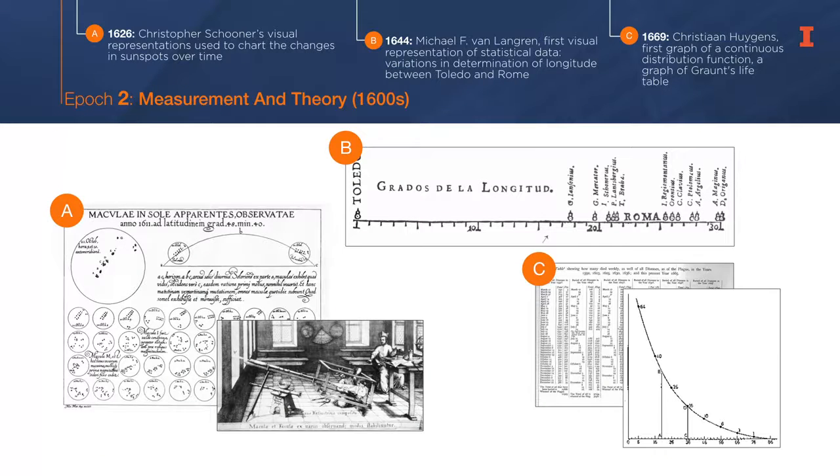The second epoch is in the 1600s. This is what we call measurement and theory period. Here we start to see the use of tools to collect data. We start to see models constructed, and some really, really interesting data visualizations come out of this time.